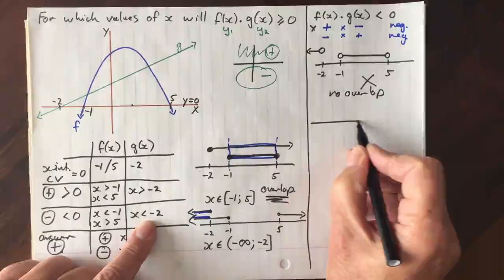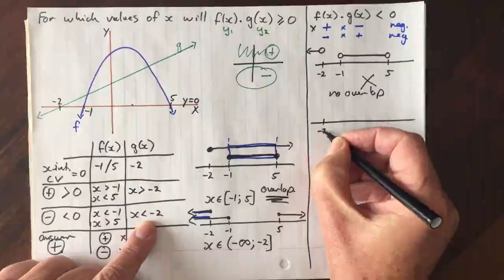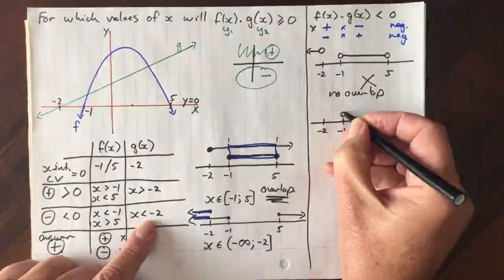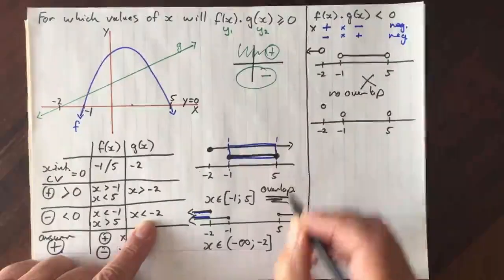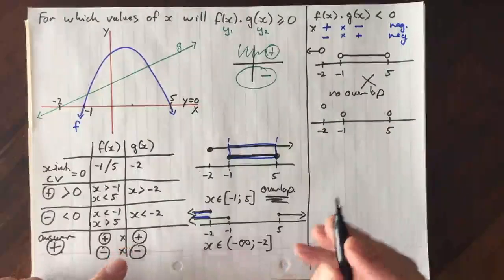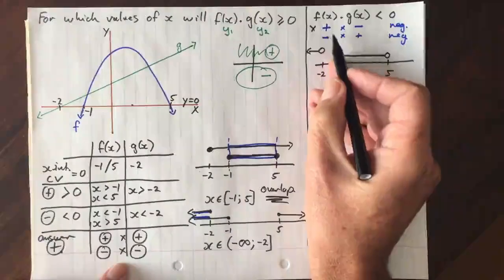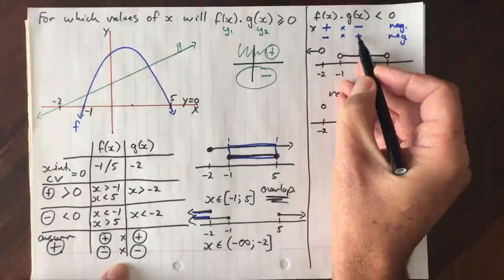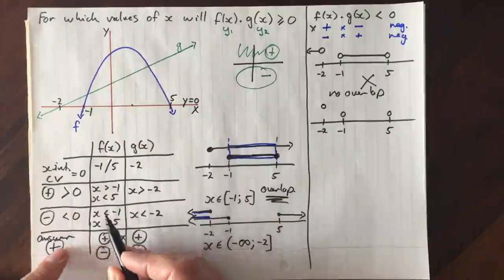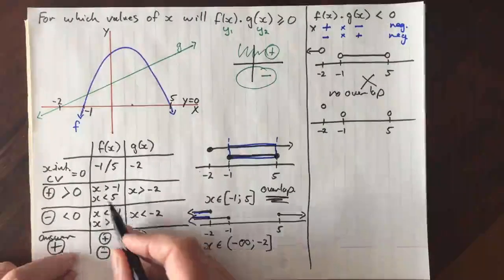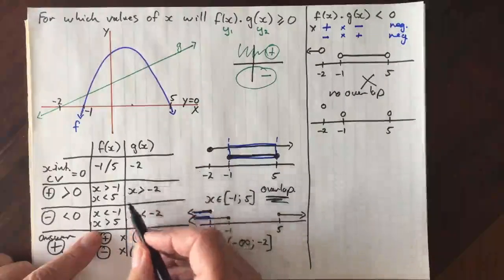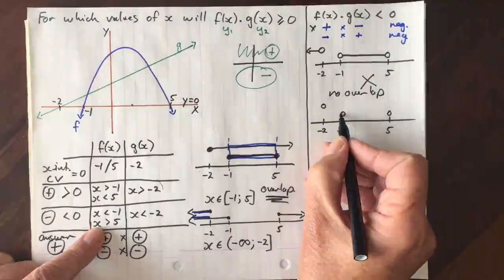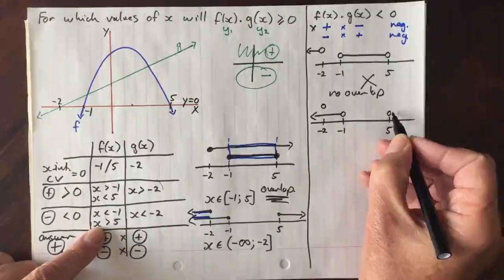Let's try the other one. -2, -1, and 5 for my critical values. There it is. Now, we need to check where f(x) is negative and where g is positive over there. So we will see over here, there f(x) is negative and there it is positive. So let's draw our solution according to that.